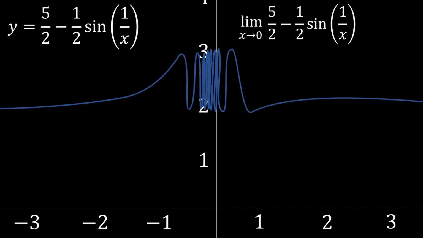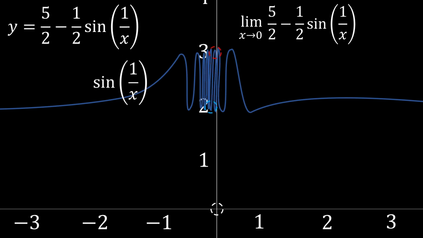Finally, let's examine this wacky function. The graph of y equals 5 over 2 minus 1/2 sine of 1 over x. As we approach x equals 0 from both sides along the graph, we approach 2? Wait, no. 3? No, that can't be right. 2.5? This is very frightening and I don't want to be here. So we actually can't determine what we're approaching here.